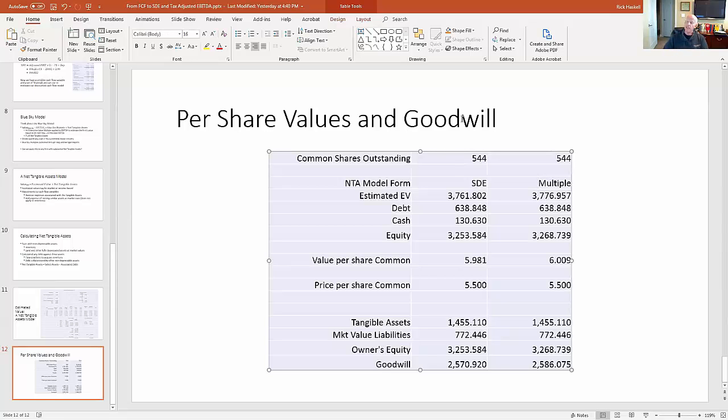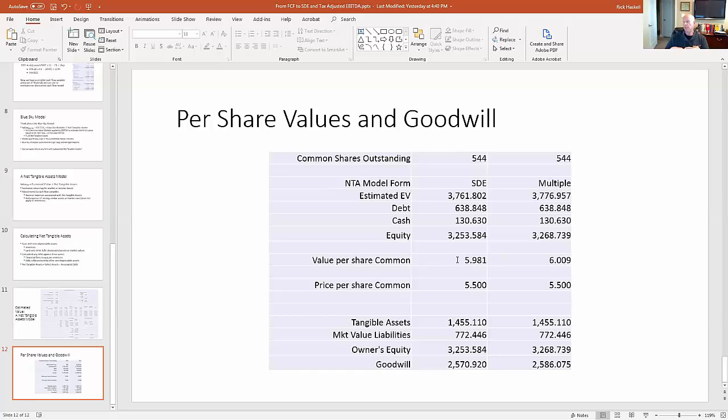And I do that, and we know we've done this before. So I'm going to take, to find the equity, I will take equity equals enterprise value minus debt plus cash, and it brings me to 3,253,000. And when I use the multiple, it brings me to 3,268,000. Well, if I divide those values by the shares, I end up at a per share price of 5.981 and 6.009. And that makes sense to us.